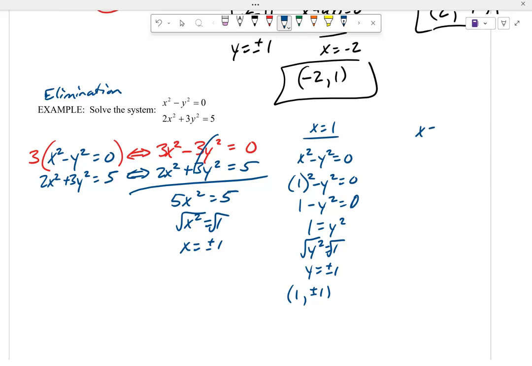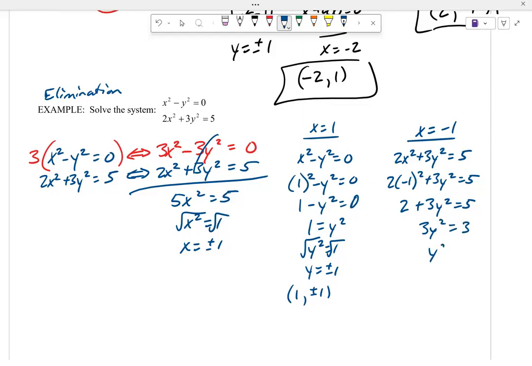And then I'm going to let x be negative 1. And let's go ahead and plug it into the second one this time. Again, it doesn't matter. Either one of them will give me 2 y values here. So 2 times negative 1 squared plus 3y squared equals 5. 2 times 1 is 2. Subtract 2. Divide by 3. Square root. We get plus or minus 1. So I got negative 1 plus or minus 1. So I got 1, 1, 1, negative 1. I got negative 1, 1, and negative 1, negative 1.